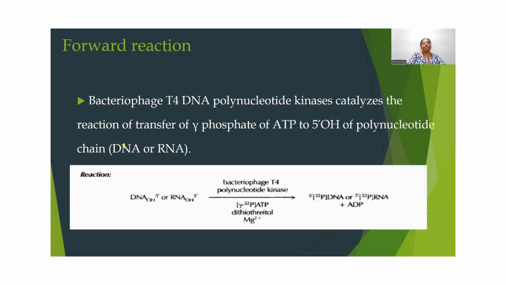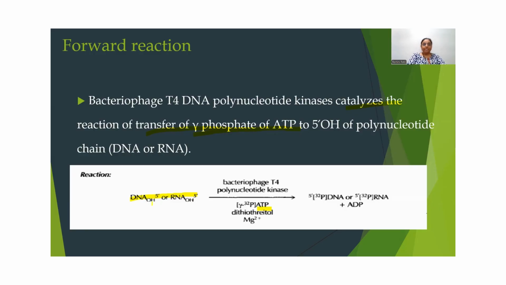Now going towards the first reaction, that is the forward reaction. In this forward reaction, the substrate is going to be a DNA or RNA which has the 5' OH. And here the donor of the phosphate is ATP. From the ATP, the phosphate which is placed at the gamma position is going to be donated to the DNA or the RNA. So the bacteriophage T4 polynucleotide kinase catalyzes the transfer of the gamma phosphate of ATP to the 5' OH of the polynucleotide chain, that is the DNA or RNA.